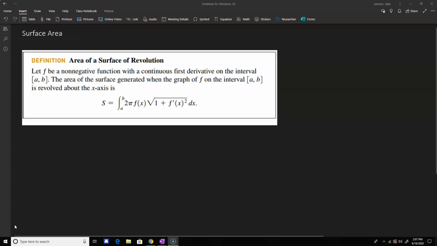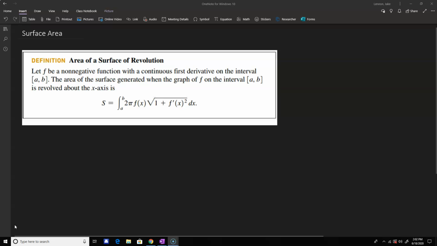So this formula pretty much works for all of these, similar to the shell method when you're looking at the volumes of these objects that you're revolving, these two-dimensional graphs, but this is the surface area. So we have a non-negative function with a continuous first derivative on some closed interval, and then the surface area generated when the graph is revolved around the x-axis is given by the following formula.